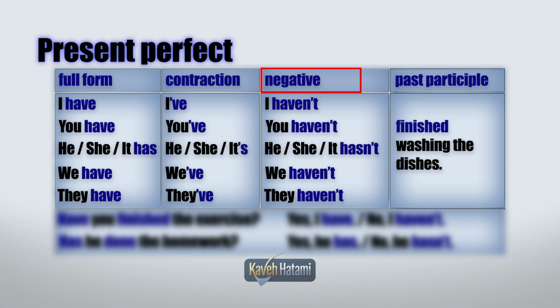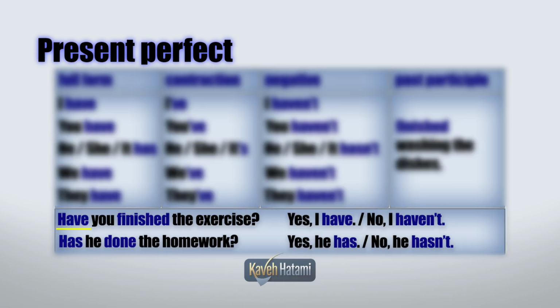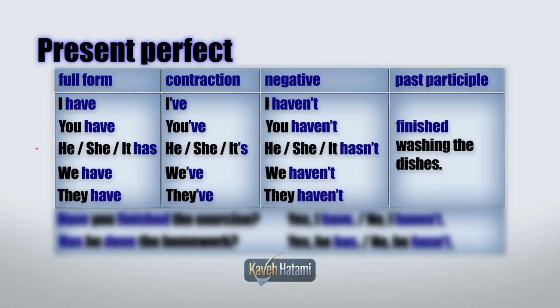And in the negative form, we add not to have. Therefore, I have not finished washing the dishes, or I haven't finished washing the dishes. In the question form, we put have at the beginning of the question. So, have you finished the exercise? Yes, I have. No, I haven't.